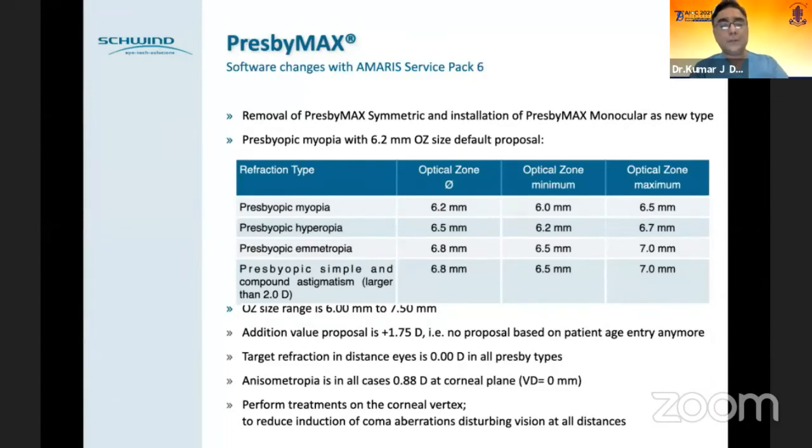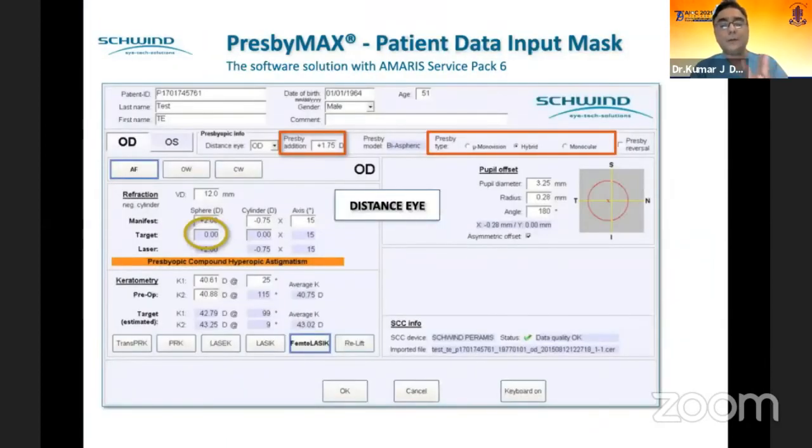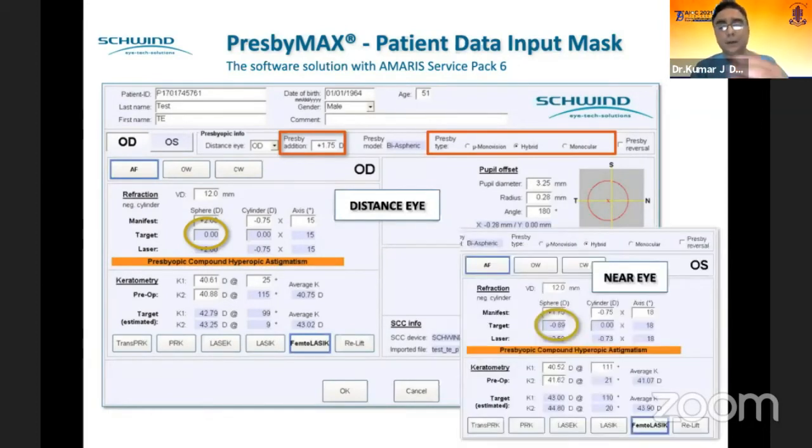You can see that the presby add in the center is 1.75. Your option of micro monovision, hybrid or monocular is on the right hand side, and you can feed in the data that is there. And the near data, of course, you have to treat for near depending on what the patient is actually accepting.